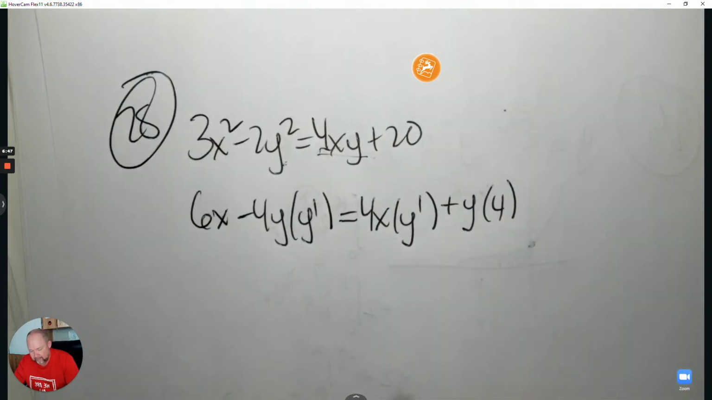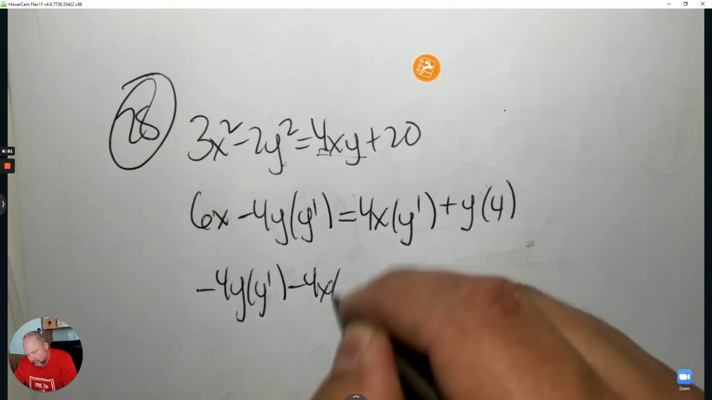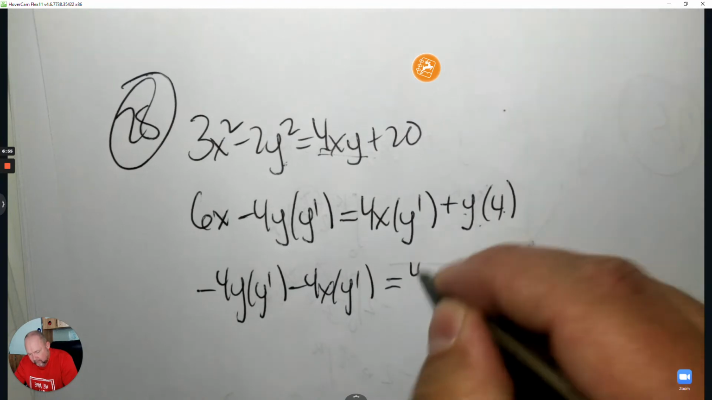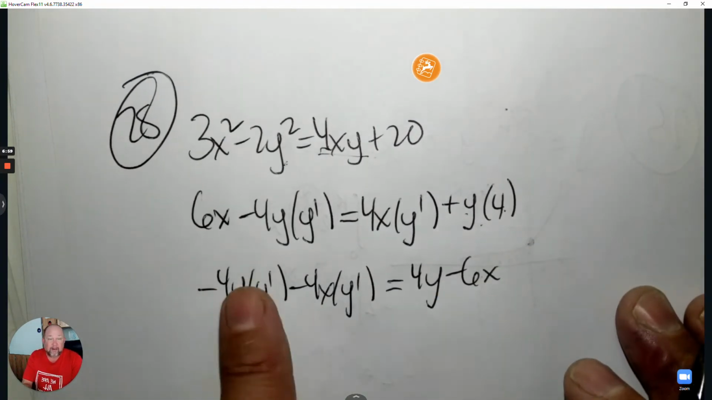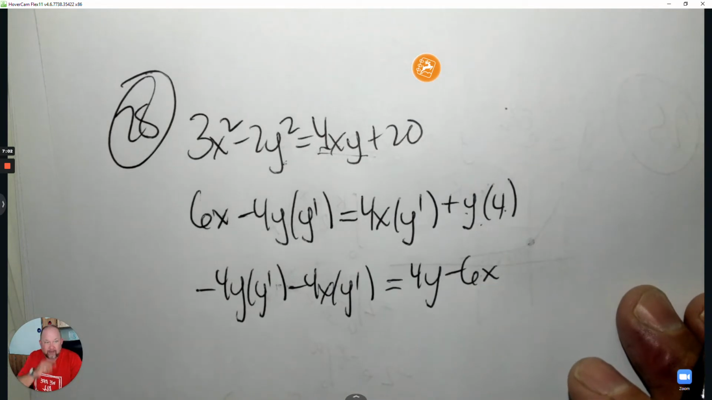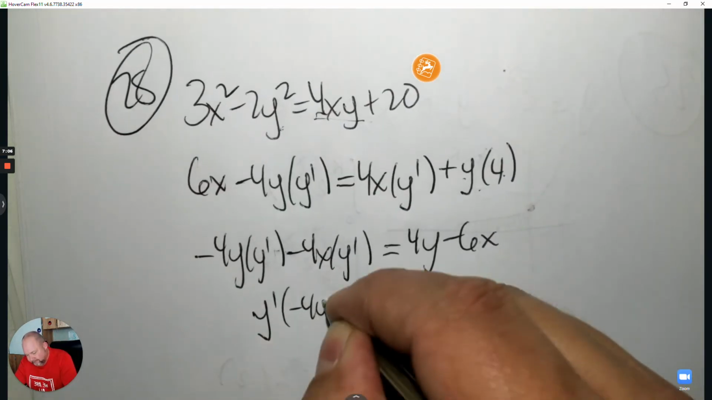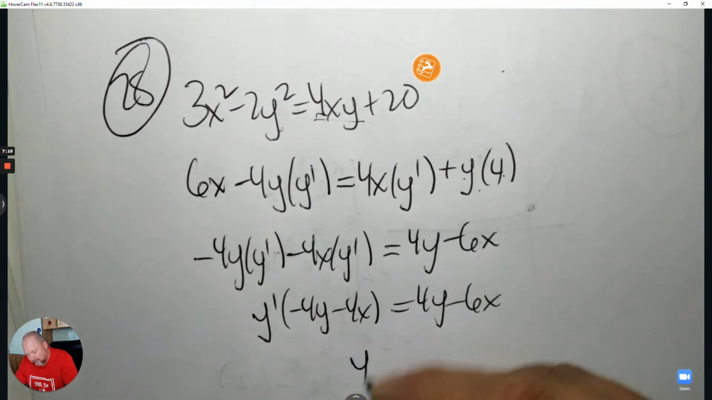All the y primes need to be on one side of the equation. So I'm going to subtract 4x y prime. And I got 4 times y, and I'm going to subtract 6x. So the y primes are on one side, and what doesn't have a y prime is on the other side. Factor out a y prime, and then divide.